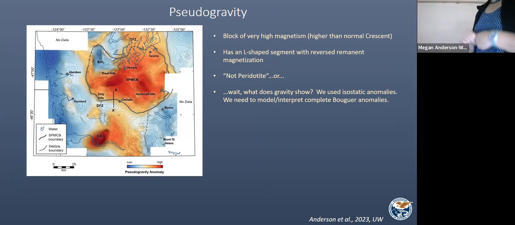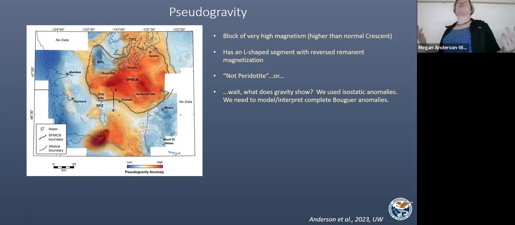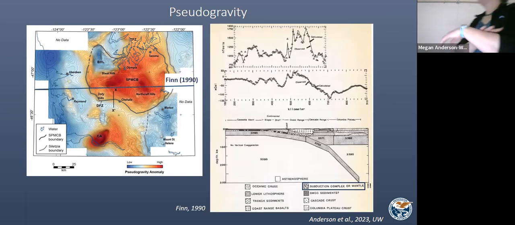Right? Unfortunately for our study, we used isostatic anomaly, which is where we applied to the data a correction that removes long wavelength features from the data, so it's not appropriate for this kind of question. We really need to model or interpret complete Bouguer anomalies, and we're going to run some modeling with that going forward into the future. But luckily, someone actually already did that in the past, so I'm just going to show you that. This is a cross-section modeled by Carol Finn in the 90s, and it's a much longer segment. It goes all the way from the ocean into the back arc.